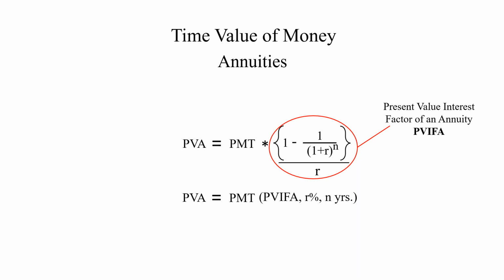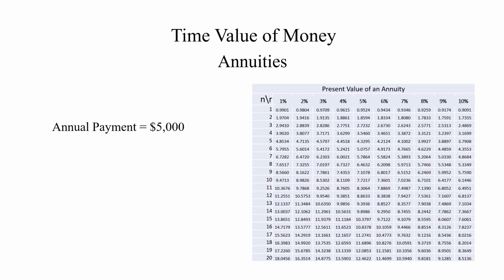So the present value of an annuity template would look like this in its general form. Rather than compute it, we just need to find it on the table. Again, here's the information we know. The annual payment is $5,000.